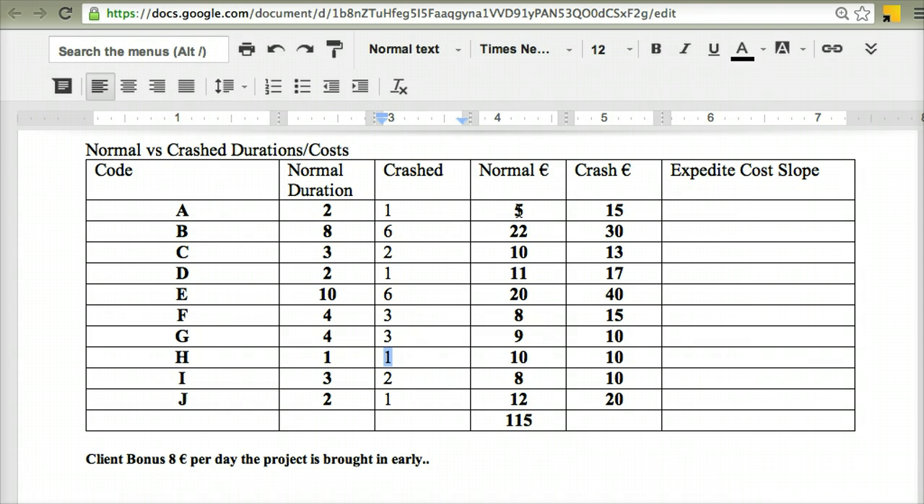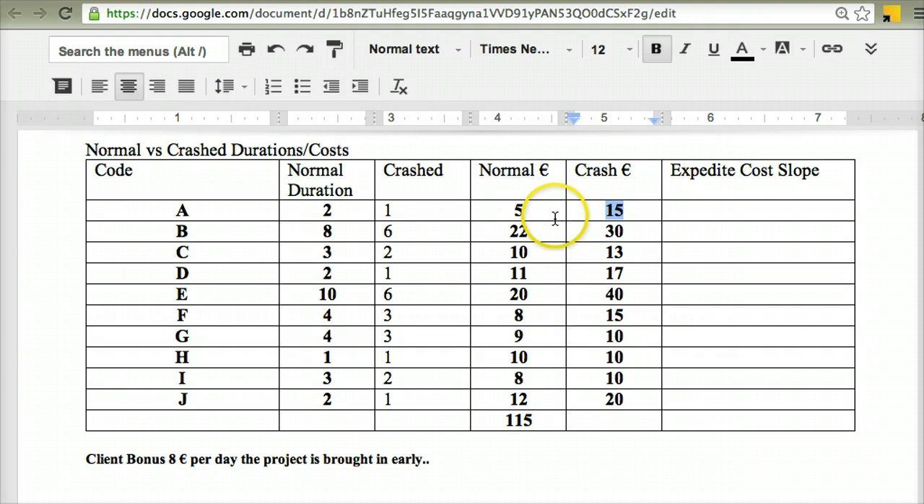Now, based on activity A, I know, like I've said before, that we can possibly crash it down to 1 day if we need to. The cost of completing that task in 1 day is different, and probably more expensive than it would have been if I had just done it in the normal duration. The estimated cost of crashing it to 1 day, completing that task in 1 day, is €15.